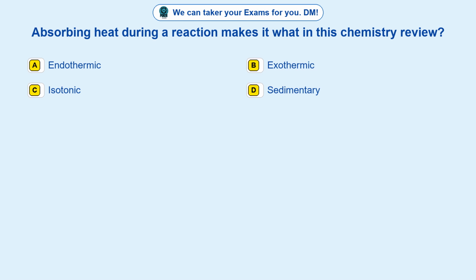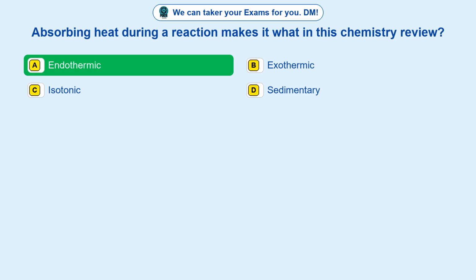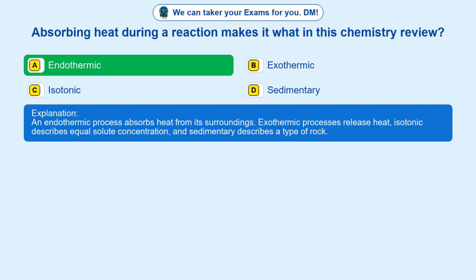Question 47. Absorbing heat during a reaction makes it what in this chemistry review? Option A, endothermic. Option B, exothermic. Option C, isotonic. Option D, sedimentary. The correct answer is option A, endothermic. An endothermic process absorbs heat from its surroundings. Exothermic processes release heat, isotonic describes equal solute concentration, and sedimentary describes a type of rock.